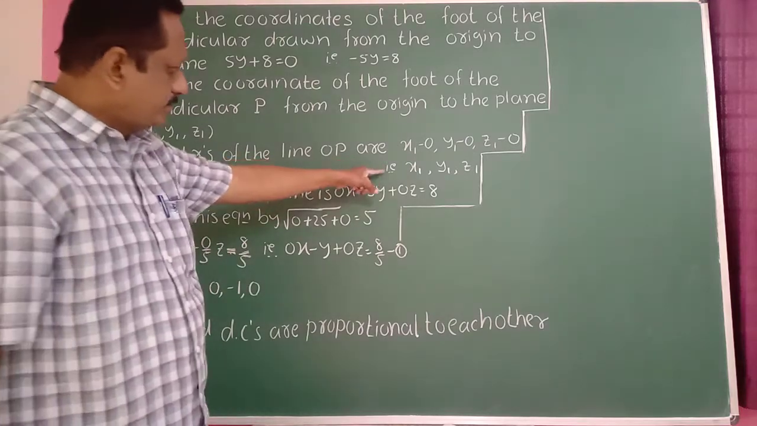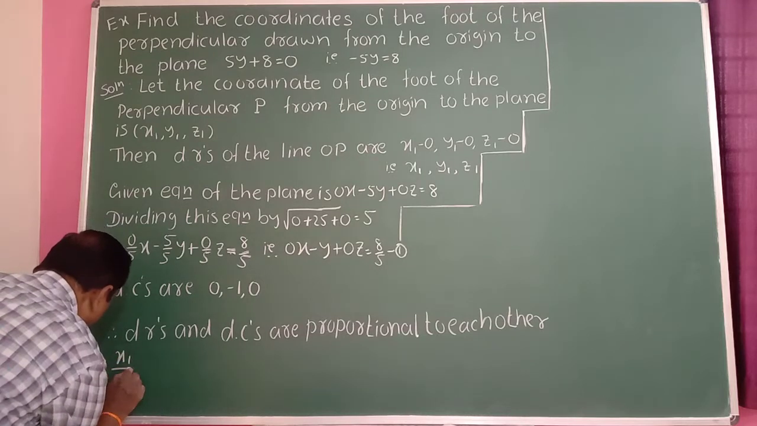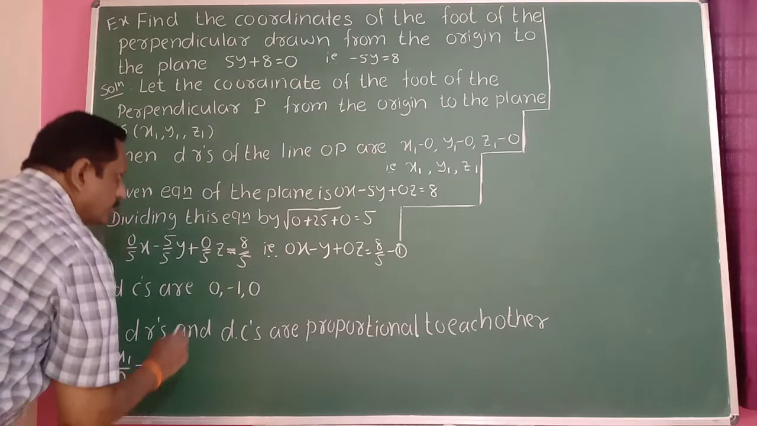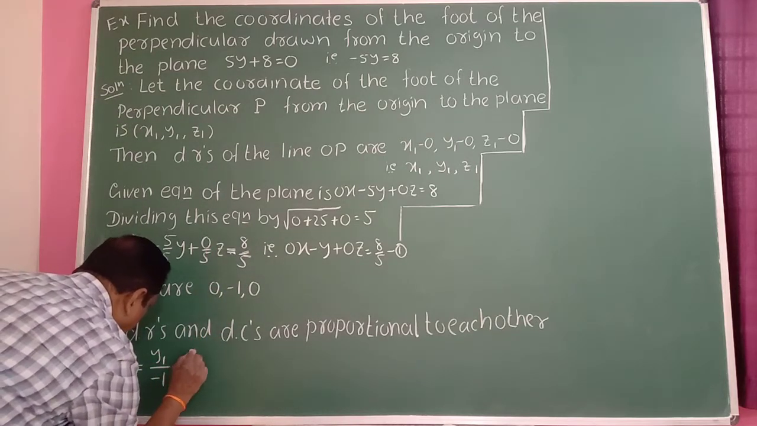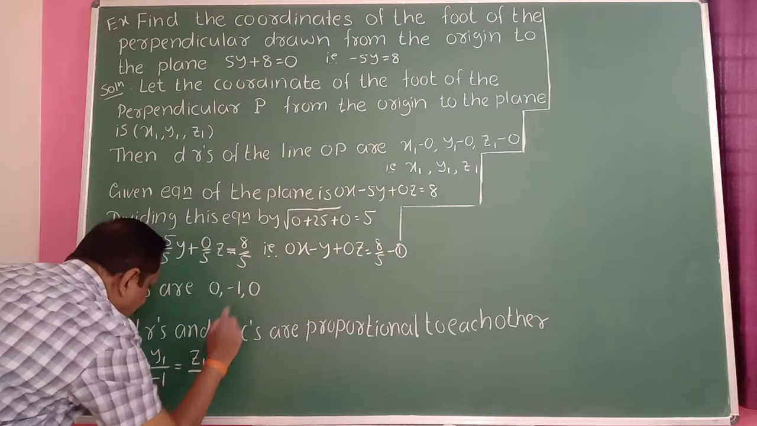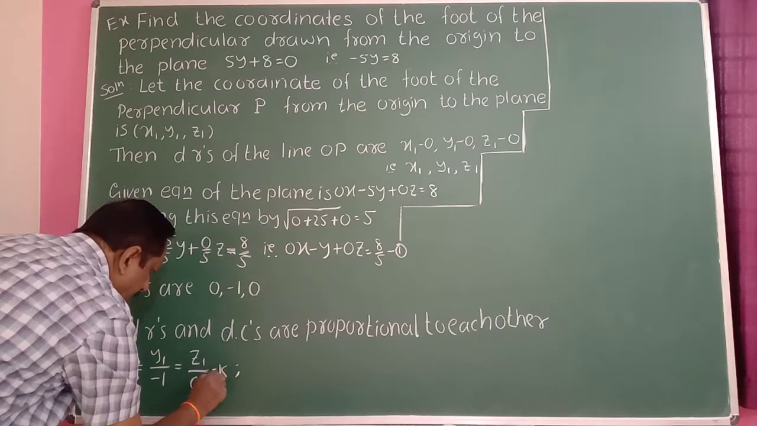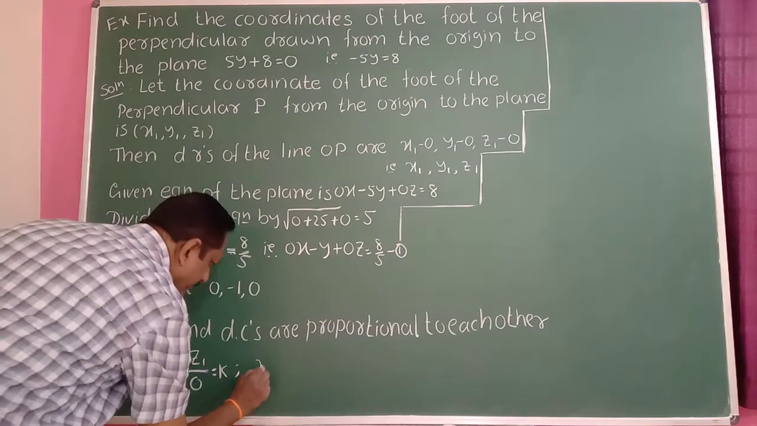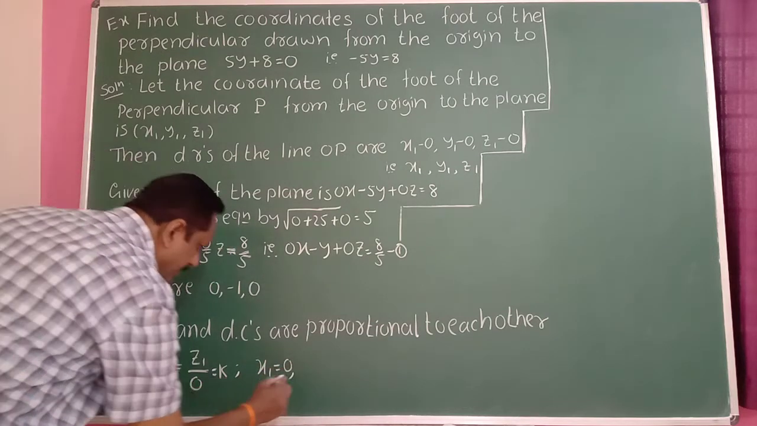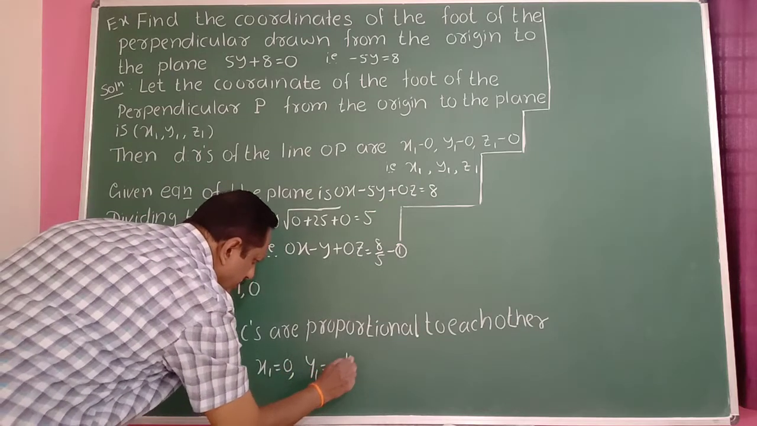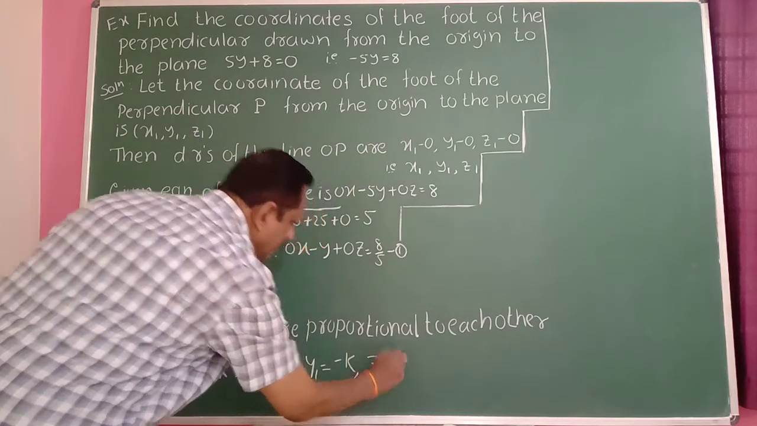Here direction ratio and the direction cosines are proportional to each other. Hence x1 divided by 0 is equal to y1 upon minus 1, is equal to z1 divided by 0. Therefore, equate this with some constant k. 0 into k becomes 0, so x1 is equal to 0. Minus 1 into k is minus k, so y1 is equal to minus k and z1 is equal to 0.